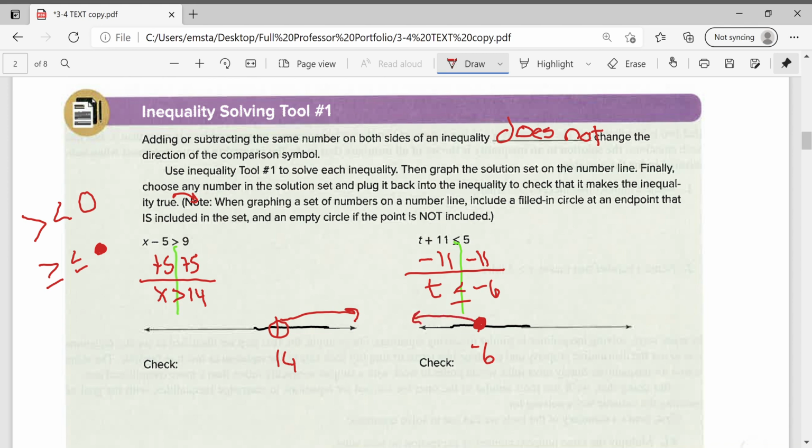You would check it by trying a value that's under your graph. So in this example, I could try 15 minus 5 is greater than 9, which works. In this one, I need something to the left of -6, so I could try something like -7 plus 11 is less than or equal to 5. That one works as well. So in building our toolbox, we've decided that we can add or subtract, just like we could for equations.